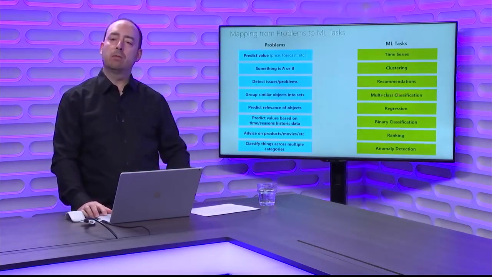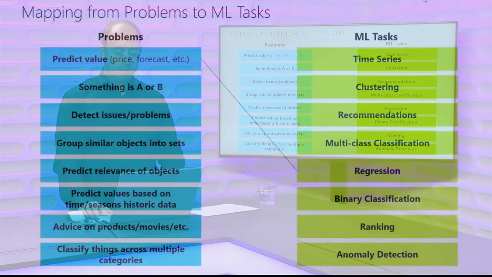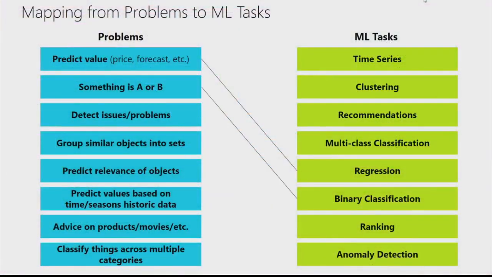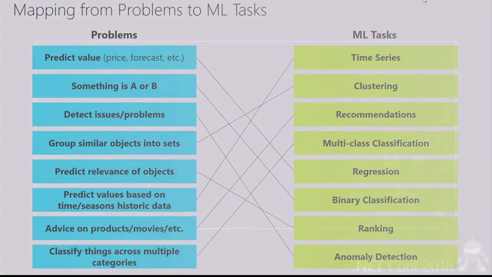So there are many problems that we can solve with machine learning, like predict a value. It would be a regression, or something is A or B, binary classification, or detect issues or problems that might happen, for instance, in devices coming a bunch of events, then you might detect anomaly detection, and so on, right? So we want to simplify this, so showing you problems instead of ML tasks in all the documentation and samples, and so we make it simpler to use.